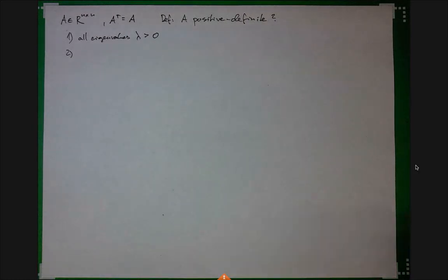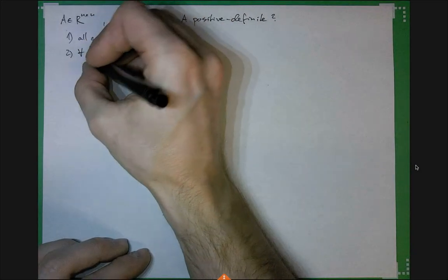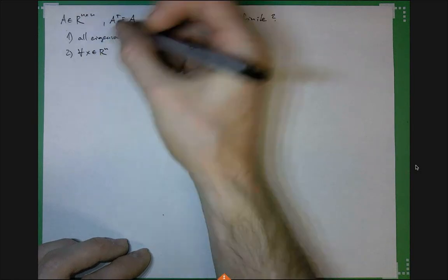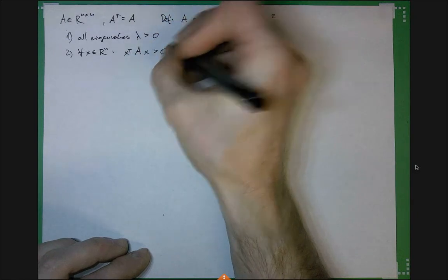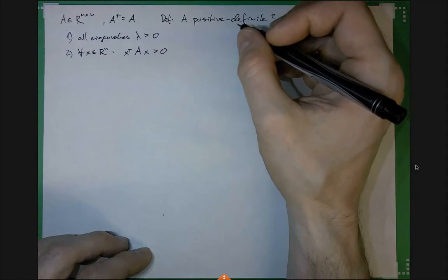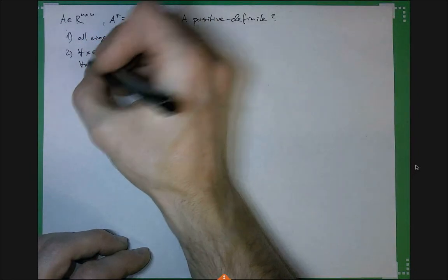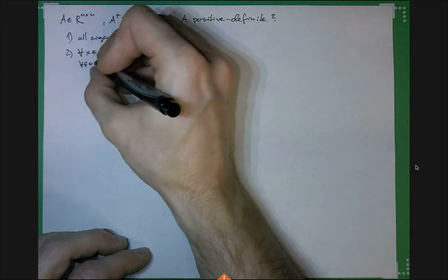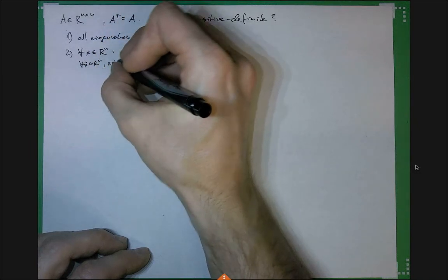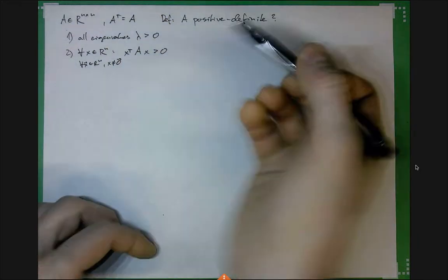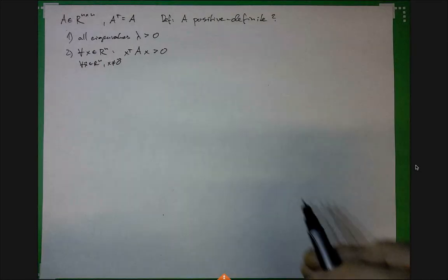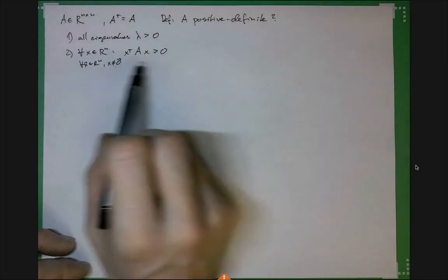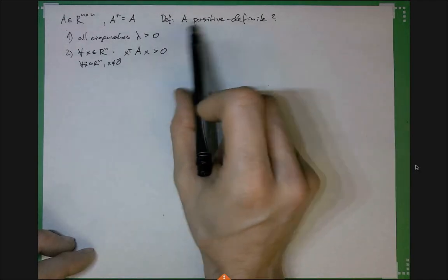So let's do this. I will just write it and then we'll prove that it's equivalent. You have seen this before. The other definition is that for every x, the quadratic form is positive, for each x different from 0, because for 0 of course it's 0, so it couldn't be strictly positive there, but that's the only exception. So I claim those are two equivalent definitions of a symmetric matrix being positive definite.